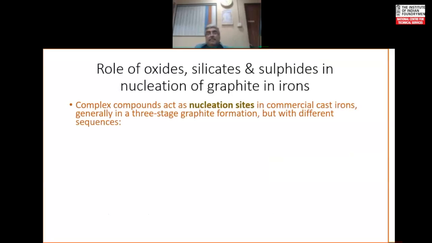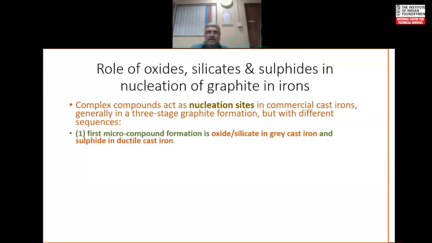These are the complex compounds that act as nucleation sites in the commercial cast irons. And this process happens in 3-stage graphite formation, but it follows a different sequence for gray iron and ductile iron. First, the initial reaction is oxide and silicate in gray cast iron, while it is sulfides in ductile iron. Mind you, we are doing magnesium treatment and we are generating magnesium sulfides in ductile iron.